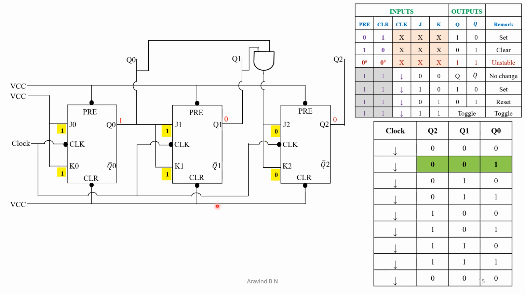Now make a consideration of continuation. Again J0 K0 remains 1 itself, connected to VCC, so no change with respect to that. Then what about J1 and K1? The input of J1 and K1 is Q0. Q0 has changed from 0 to 1, and now this 1 value is available at J1 and K1. Then what about J2 and K2? Now we have to identify the input values over here. The inputs are 0 and 1, and the output of the AND gate is equal to 0. Therefore it is still remaining at the value 0.